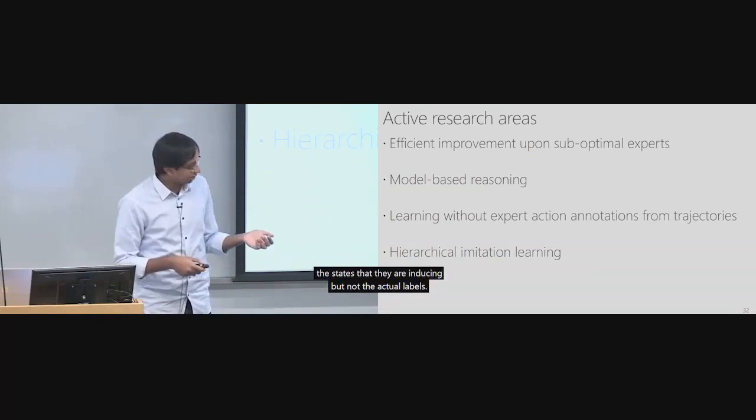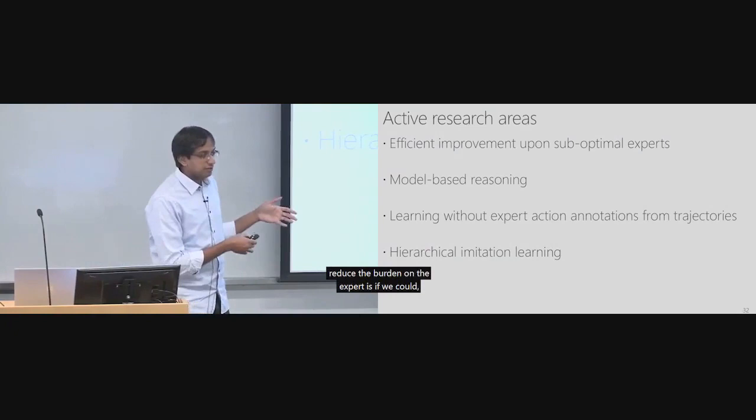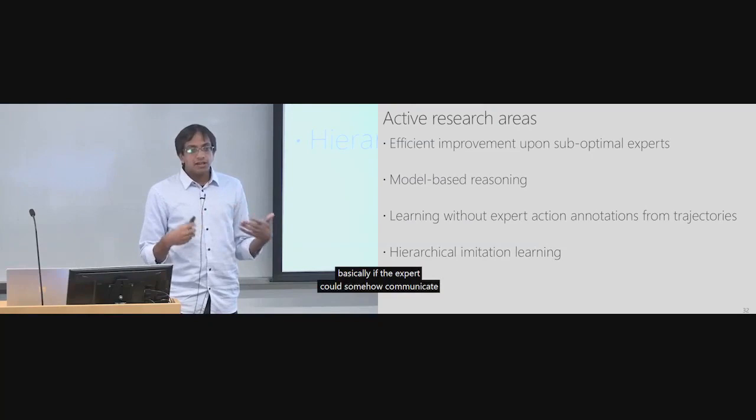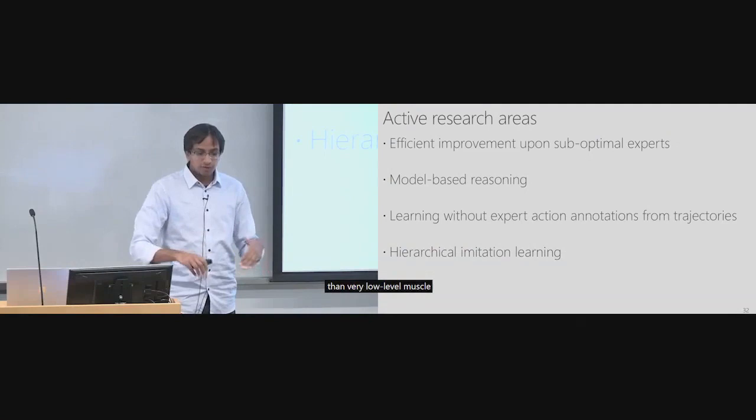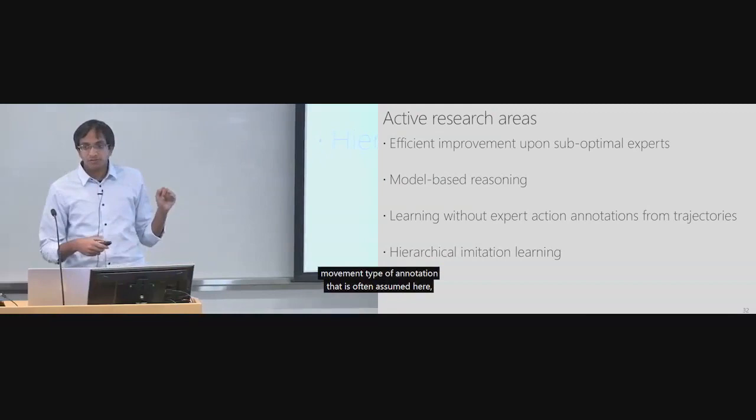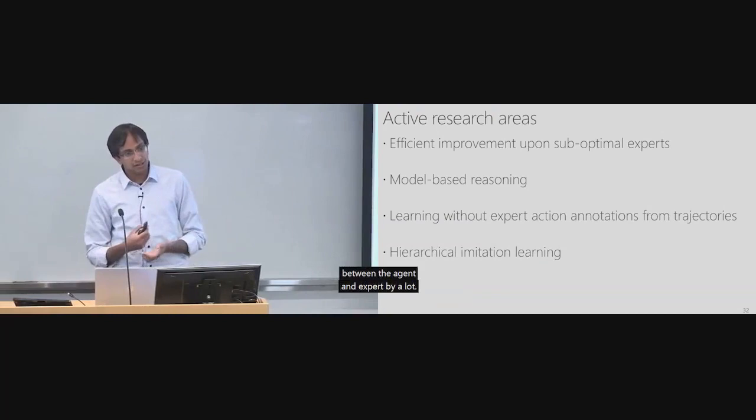Another thing we can do to reduce the burden on the expert is if the expert could somehow communicate ideas to us at a more abstract level, rather than the very low-level muscle movement type of annotation that is often assumed here. Then we could reduce the amount of communication that has to happen between the agent and expert by a lot. And this is often studied in the area of hierarchical imitation learning.